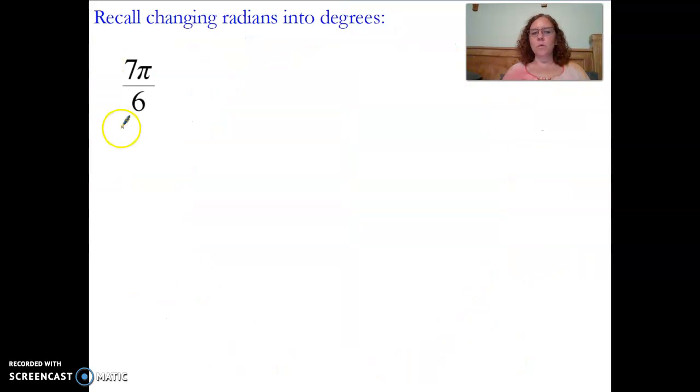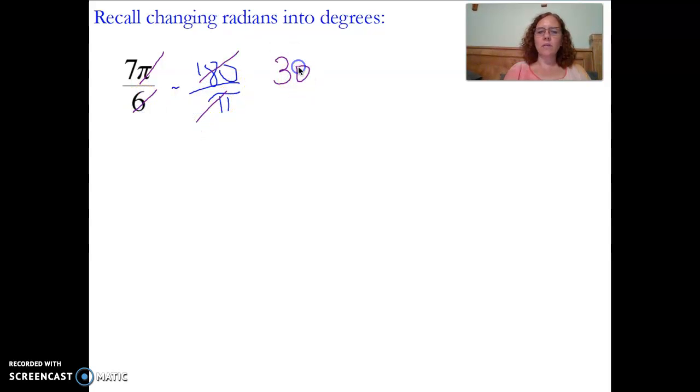Okay, let's look at this one. If I'm going to change these radians into degrees, if you remember how to do that, we multiply by 180 over pi, and then we try to cross divide as much as we can. So my pi's will divide away, and 6 goes into 180 30 times. That turns out to be my reference angle. However many times this one goes into 180 is going to give me my reference angle.